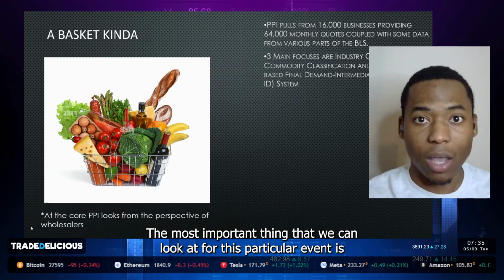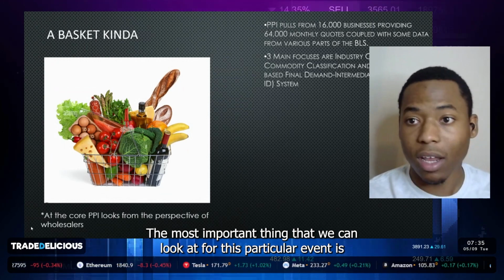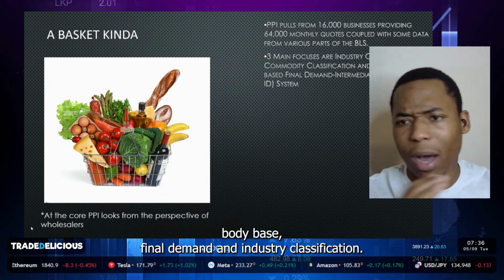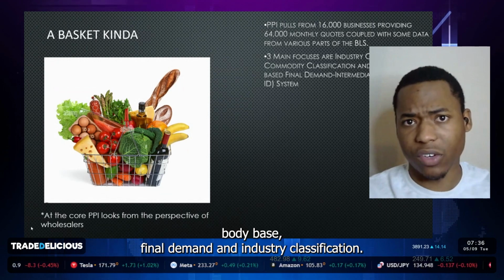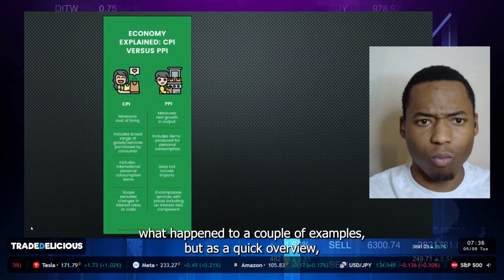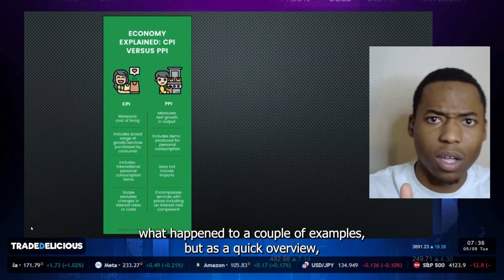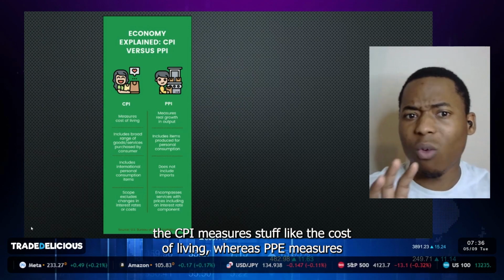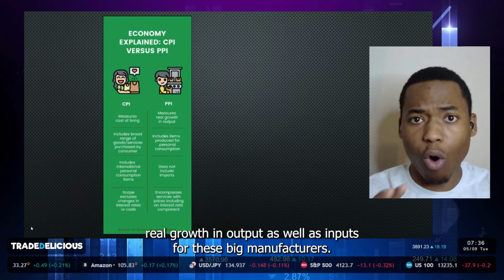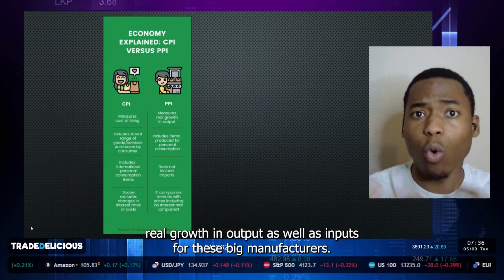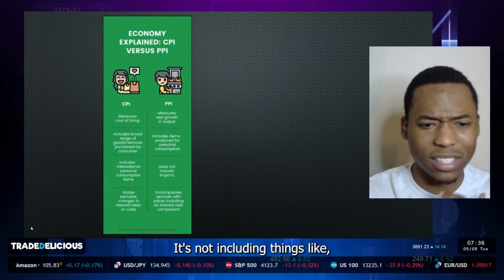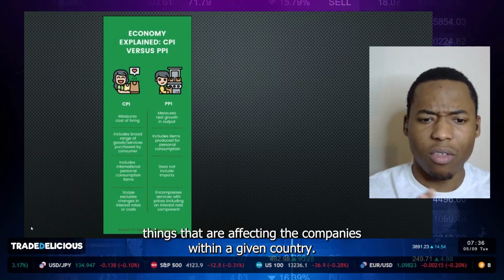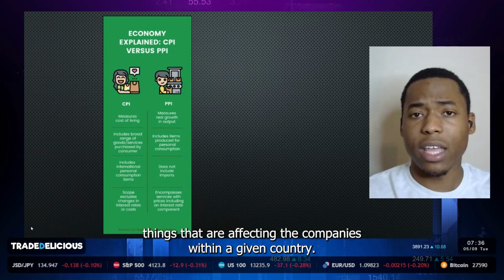The most important thing that we can look at for this particular event is that there are three main focuses centered around commodity classification, commodity based final demand, and industry classification. To break that down a little bit further, we'll hop into a couple of examples. But as a quick overview, the CPI measures stuff like the cost of living, whereas PPI measures real growth in output as well as input for these big manufacturers. It's not including things like imports. It's more focused on things that are affecting the companies within a given country.